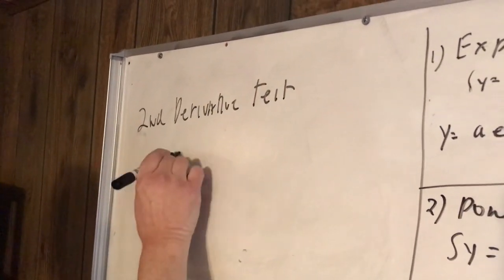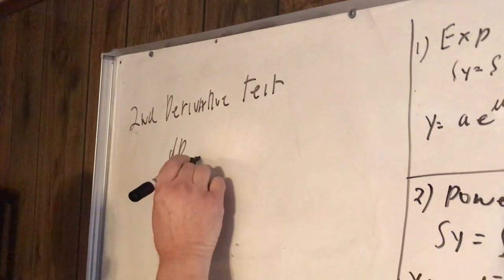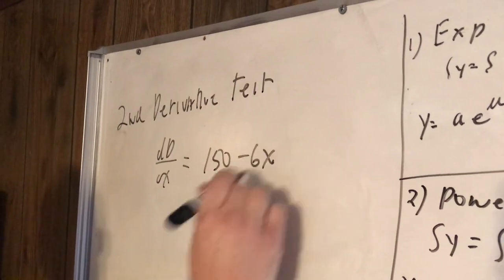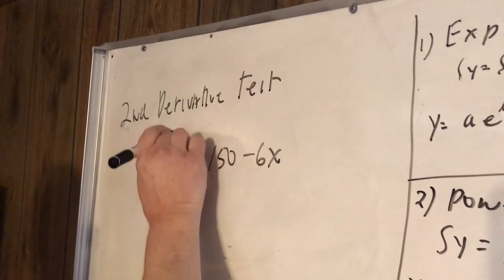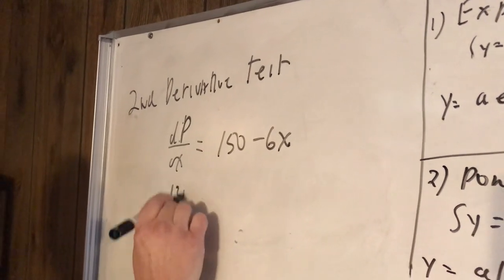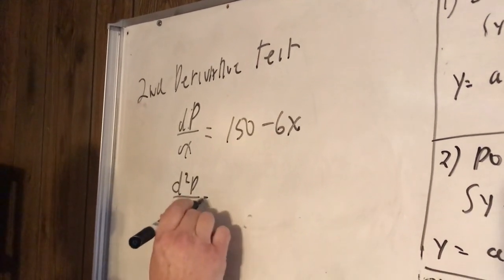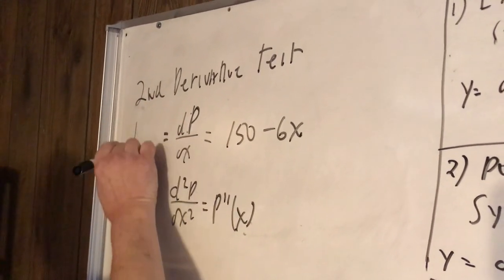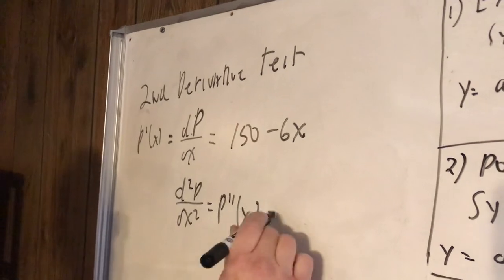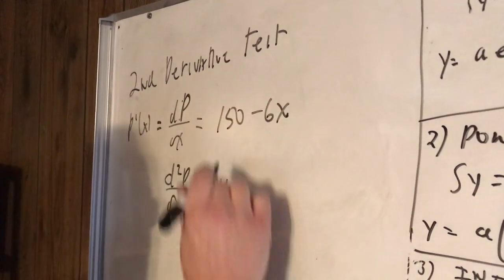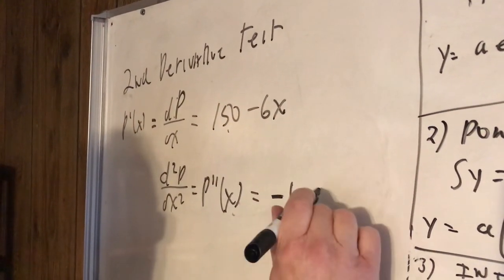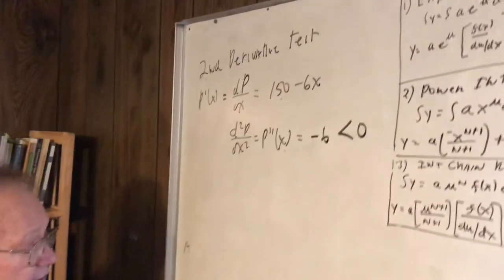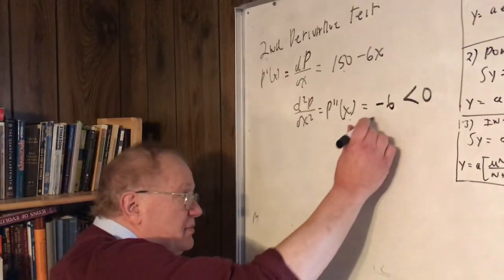Okay, well I now have dP/dx equals 150 minus 6x. The second derivative is d squared P over dx squared. Now, we call this P double prime of x. This is P prime of x. And this is simply going to be what? Well, that's 0. This is minus 6. Notice this is always less than 0. So this tells you for this function, this is at a maximum.